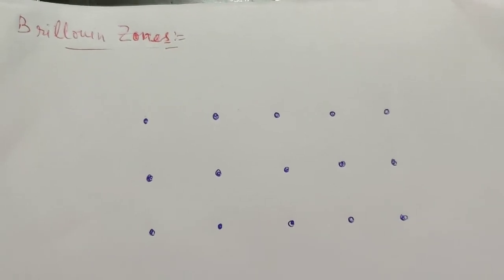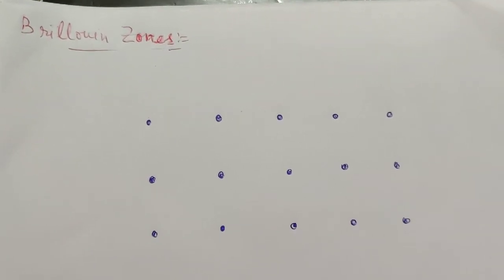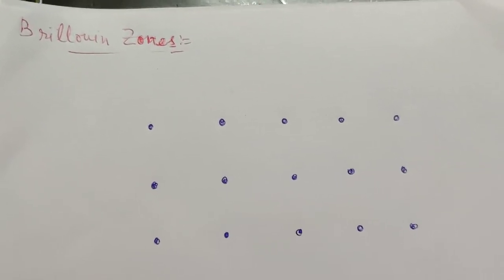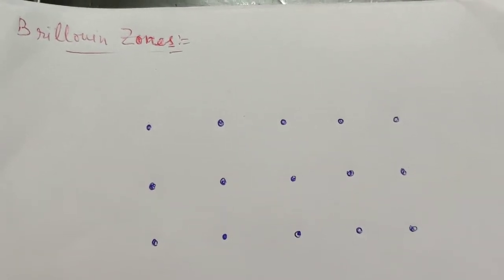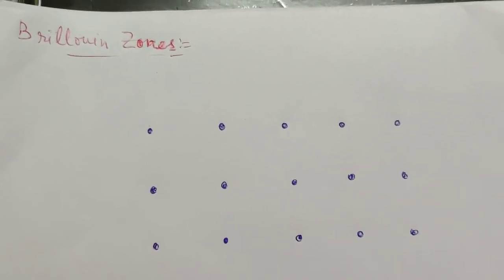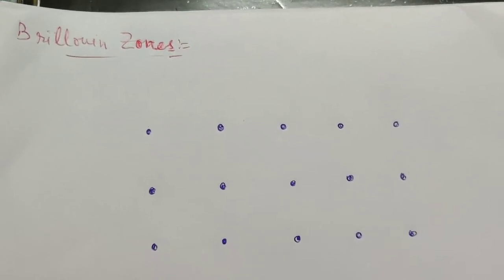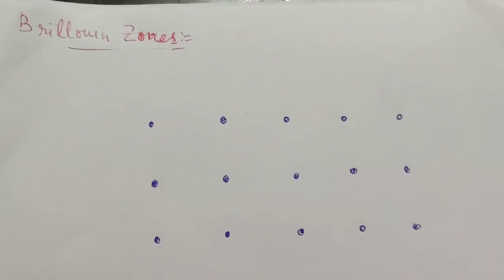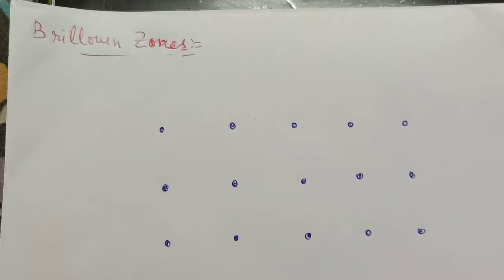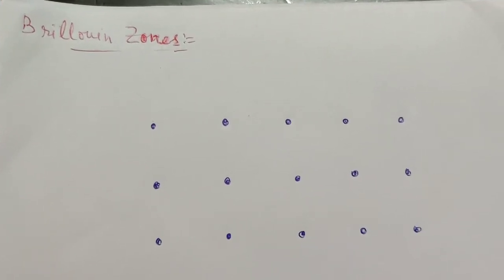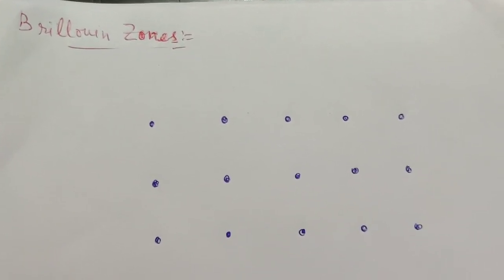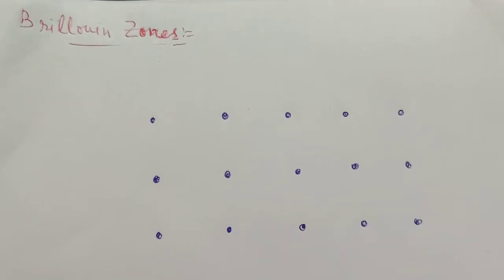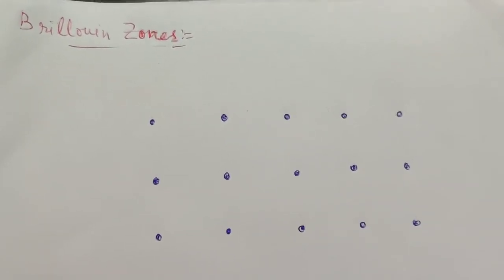So in today's lecture we are going to discuss a very important topic that is known as Brillouin zones. To understand the Brillouin zones you have to know about your reciprocal lattice, what is your Wigner-Seitz cell, and what is your Bragg's planes. Now this Brillouin zone is basically a Wigner-Seitz cell in a reciprocal lattice. So if you know about Wigner-Seitz cell, you can easily understand about a Brillouin zone.